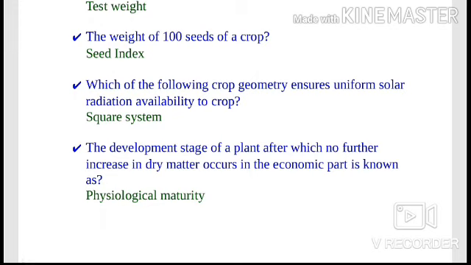Next point is, which of the following crop geometry ensures uniform solar radiation availability to the crop? This type of system is known as square system. Next point is the development stage of a plant after which no further increase in dry matter occurs in the economic part is known as physiological maturity.